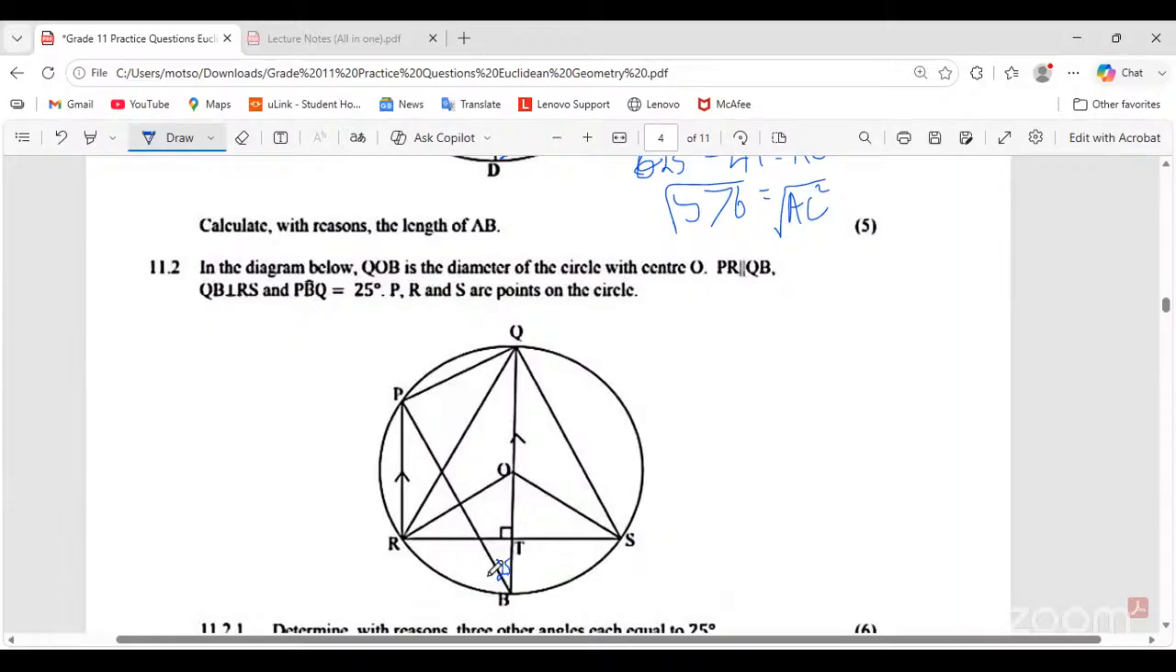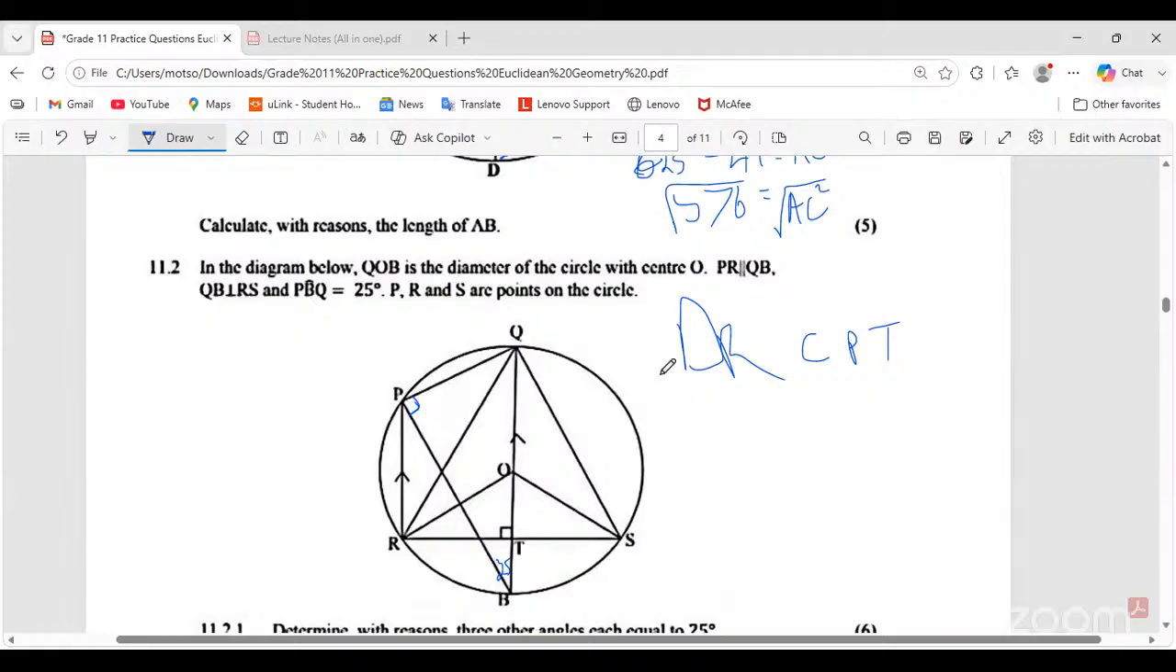P, R, S are points on the circumference of the circle. Now, is there any diameter? Yes. We were given that the line QOB is the diameter of this circle. Therefore, now we will go straight to that diameter. We will look for that angle that is subtended by the diameter, which is this one. By that theorem in grade 11, we know that this is the right angle because it is the angle subtended by the diameter, or angle in a semicircle, right?